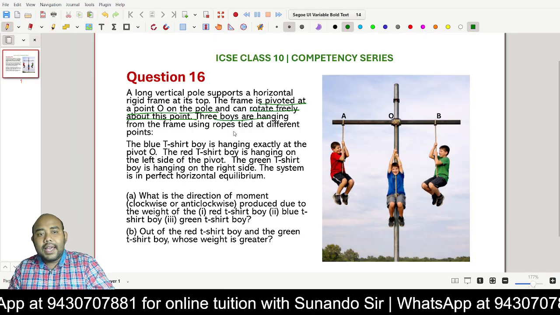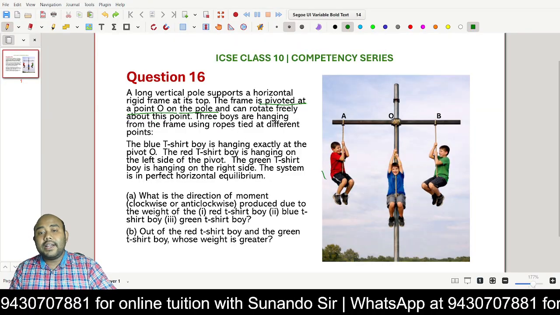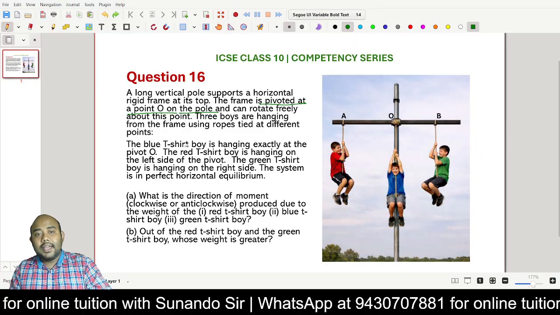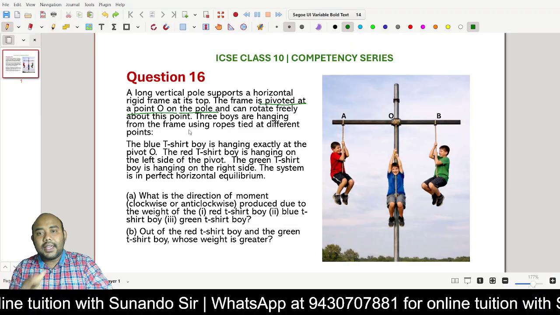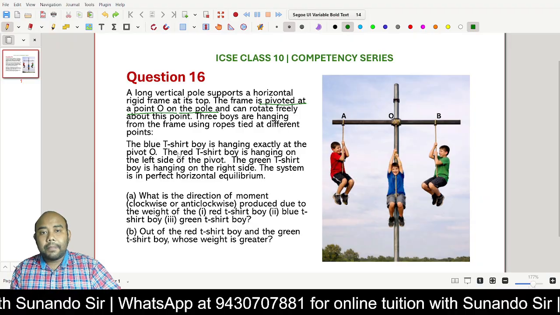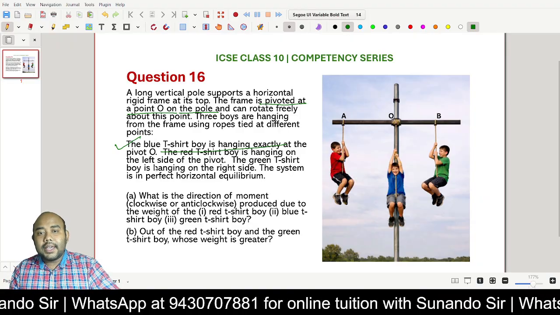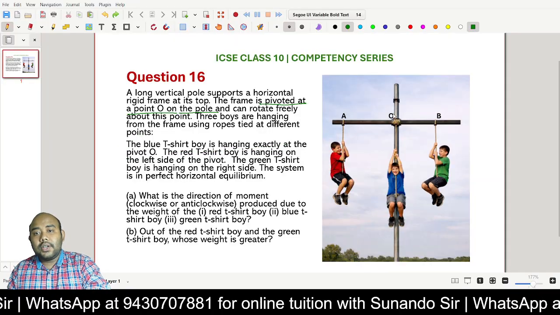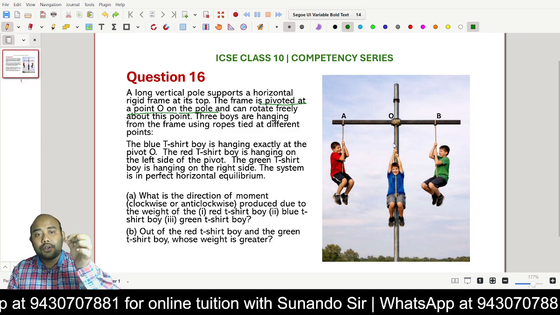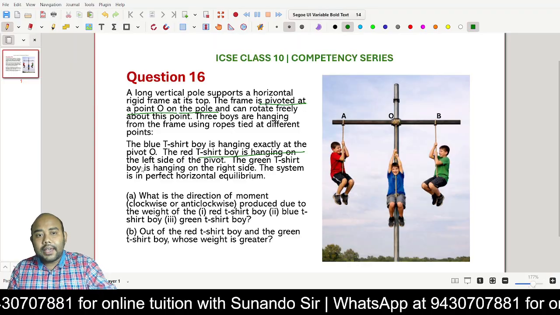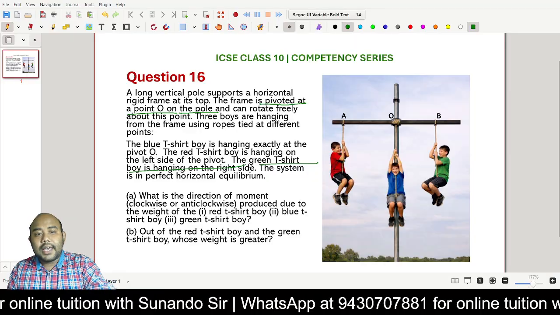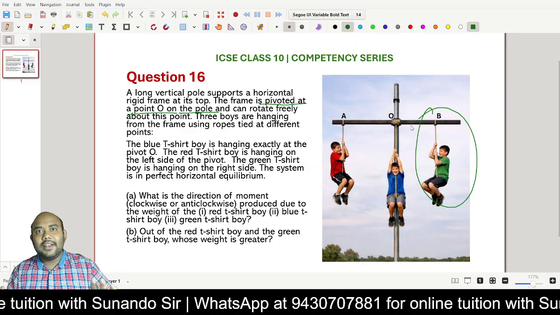3 boys are hanging from the frame. You can see them, this red t-shirt boy, this blue t-shirt boy and this green t-shirt boy. They are holding the ropes and they are hanging at 3 different points from this horizontal rigid frame. Okay, the blue t-shirt boy is hanging exactly at the pivot O. And it is very clearly shown that this blue t-shirt boy is exactly hanging at the pivot O. The red t-shirt boy is hanging on the left side of the pivot, that is very clearly seen, and the green t-shirt boy is hanging on the right side of the pivot. That is also very clear from the figure.